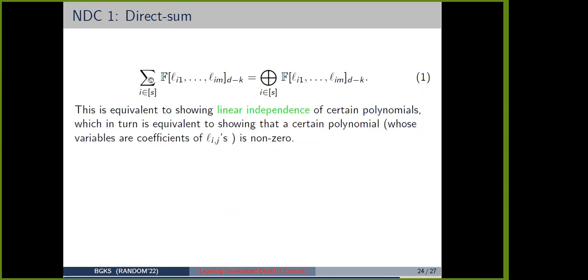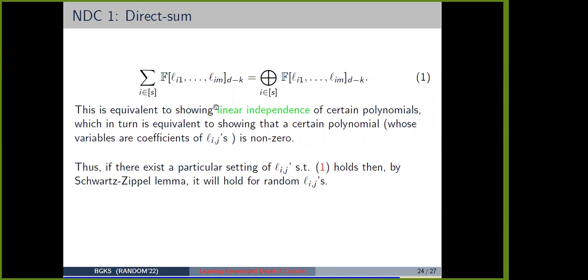So showing this direct sum property boils down to showing some kind of linear independence of some polynomials, which you can show by showing that some big polynomial whose coefficients are these linear forms Lij's is non-zero. It will be some determinant. And so if you can show that that polynomial is non-zero by giving a particular evaluation point on which the polynomial is non-zero, then by Schwartz-Zippel lemma, even for random Li's, this will be non-zero. So we just have to show that equation 1 holds for a fixed set of Li's.